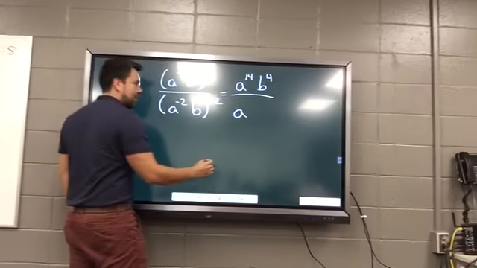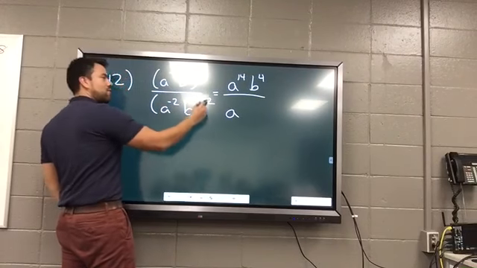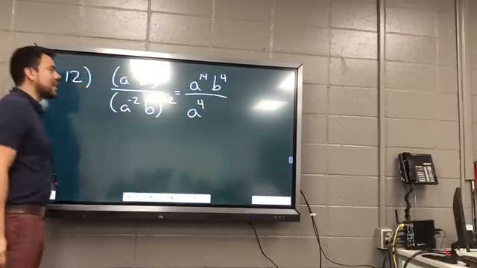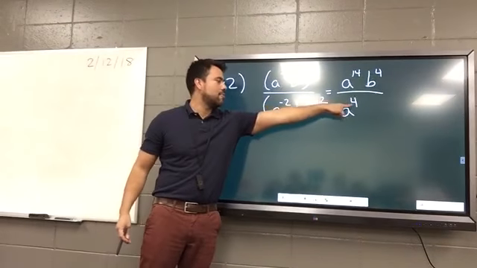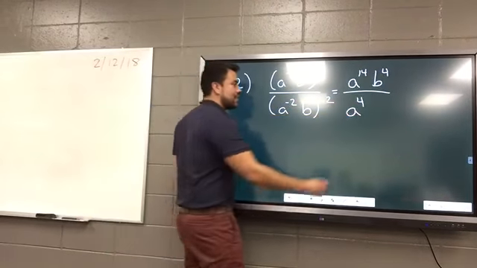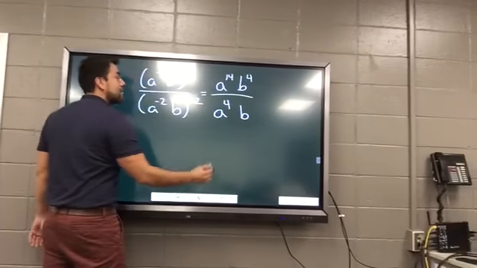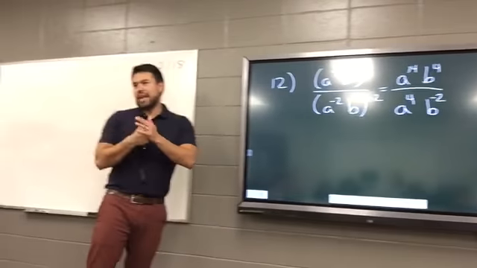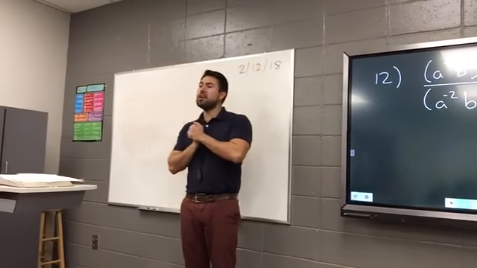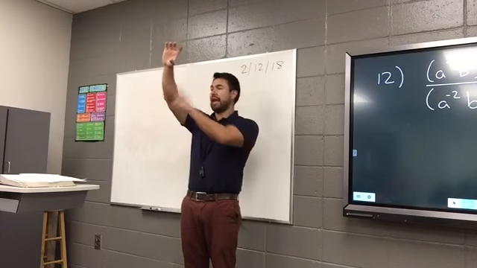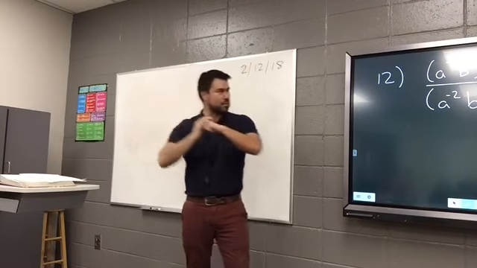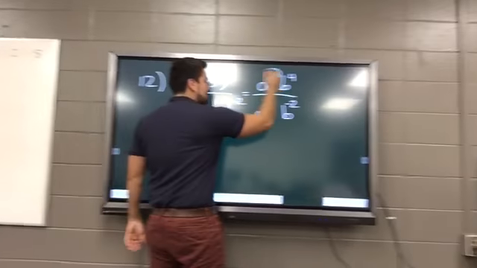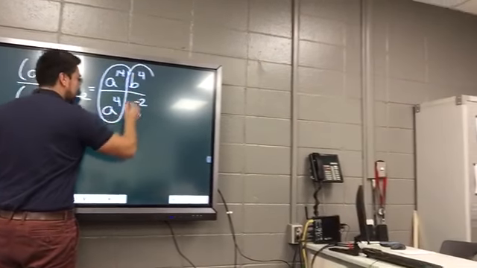A to the 4th. What's negative 2 times negative 2? Positive 4. B to the negative 2nd. There you go. Now, is that simplified? No, because I have an A in the numerator and denominator, so I got to combine them somehow. So I'm going to combine these two, and I'm going to combine these two.